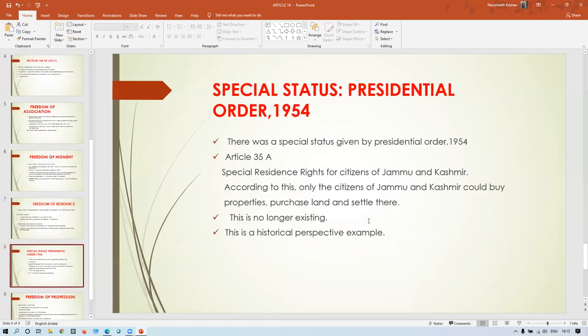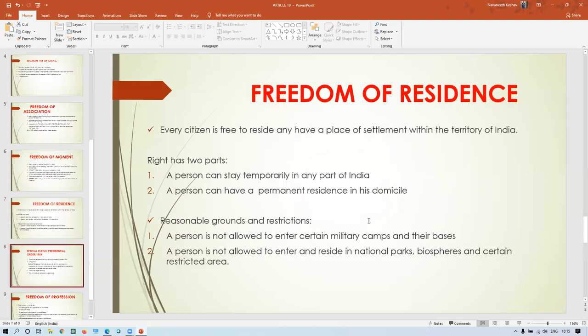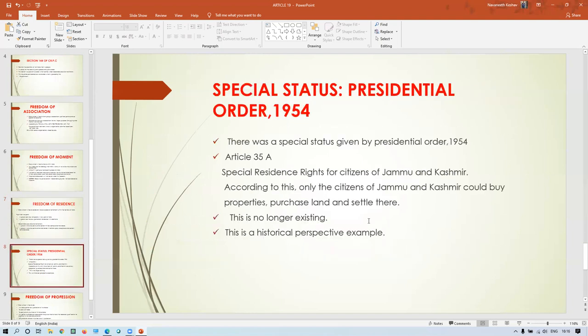So, this is a part of freedom of residence. There was a special status given by the presidential order in 1954, under Article 35A. Article 35A is not existing anymore. This is a historical perspective example, which I thought was important. So I'm discussing it with you.